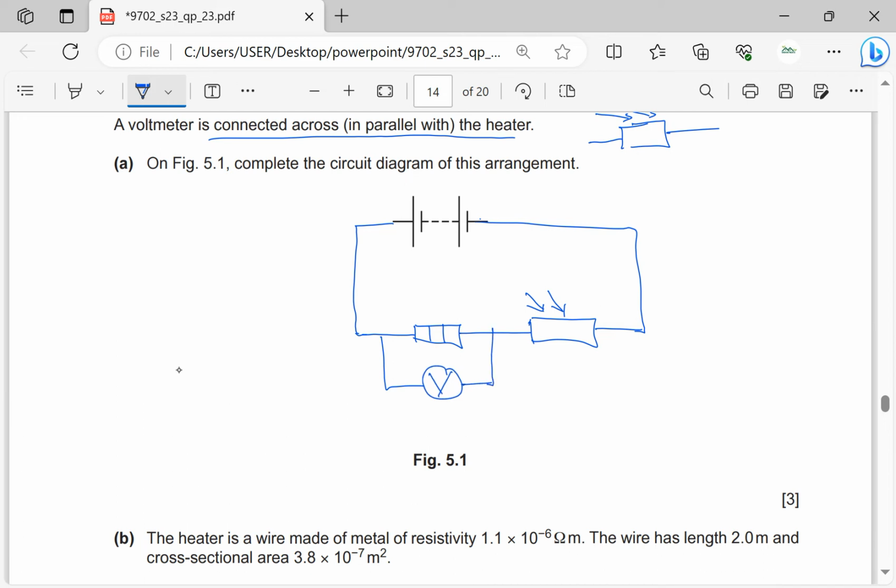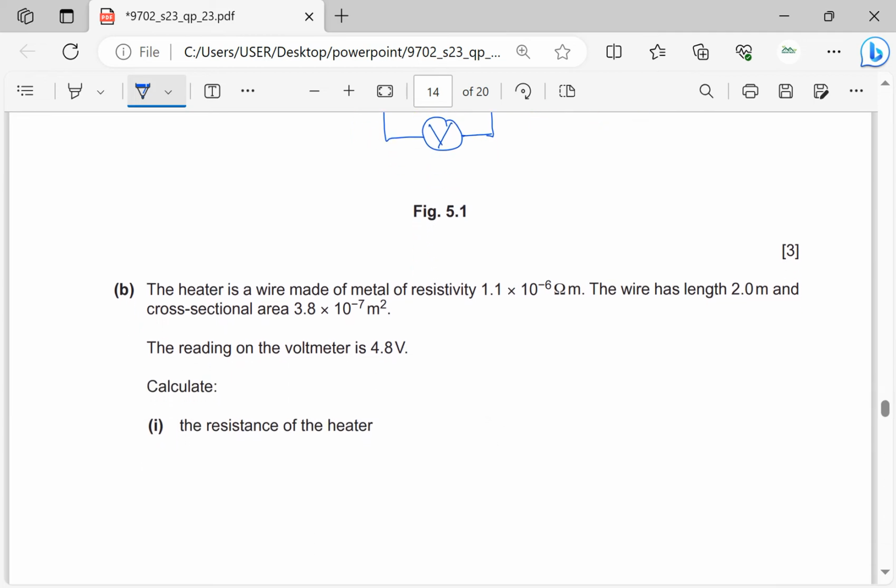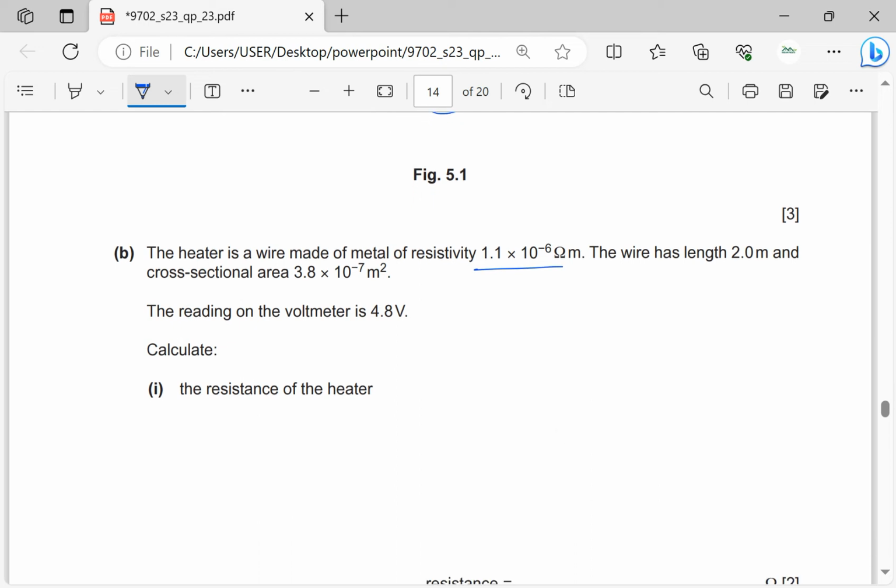So that will give you 3 marks. The heater is a wire made of resistivity 1.1 times 10 power minus 6. The wire has length 2 meters, cross-sectional area 3.8 times 10 power minus 7. The reading of the voltmeter is 4.8 volts. So this is the PD across the heater. Calculate the resistance of the heater.